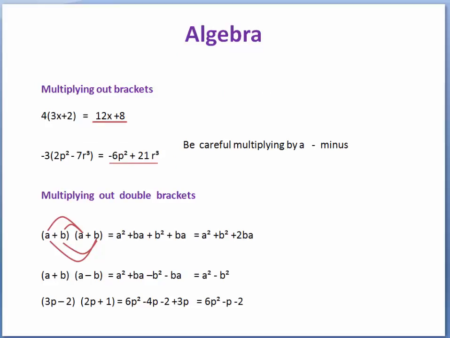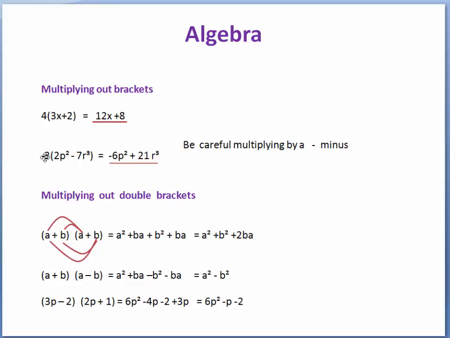We can be asked to multiply out brackets. So here we've got the 4 outside the bracket. So multiplying that out we get 4 multiplied by 3x. So this is multiplication where a number is outside the bracket. So 4 multiplied by 3x, 12x. 4 multiplied by plus 2 is plus 8. So 12x plus 8 when we multiply out the bracket.